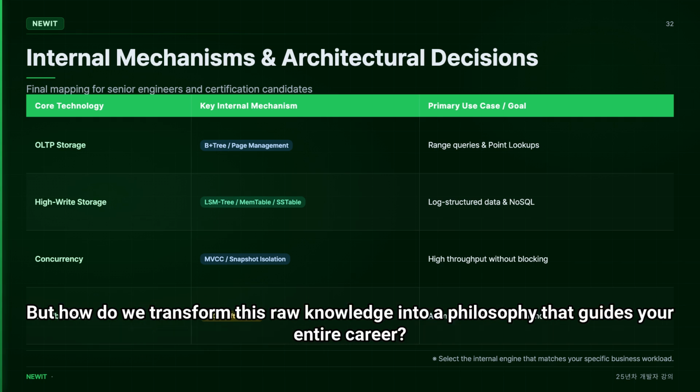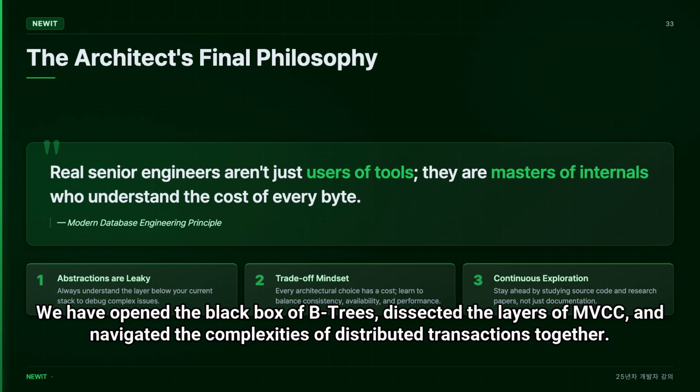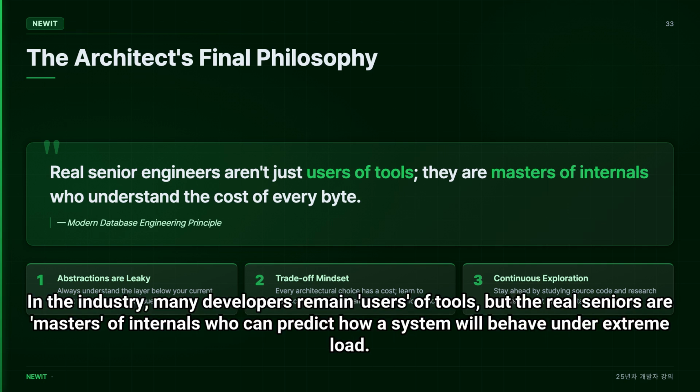But how do we transform this raw knowledge into a philosophy that guides your entire career? The path of a database architect is not about memorizing commands, but about understanding the trade-offs of the engine's heartbeat. We have opened the black box of B-trees, dissected the layers of MVCC, and navigated the complexities of distributed transactions together. In the industry, many developers remain users of tools, but the real seniors are masters of internals who can predict how a system will behave under extreme load.